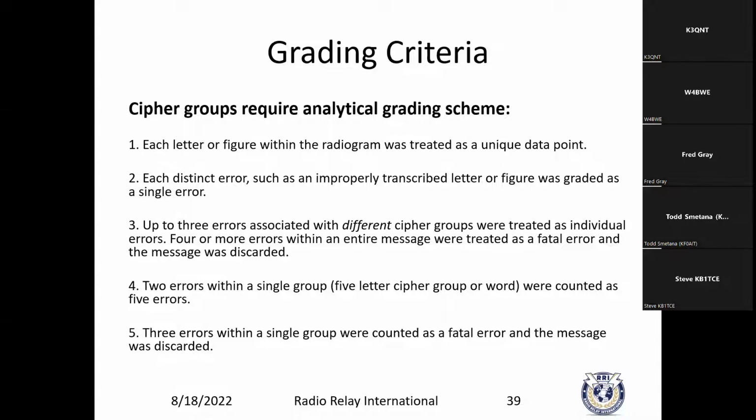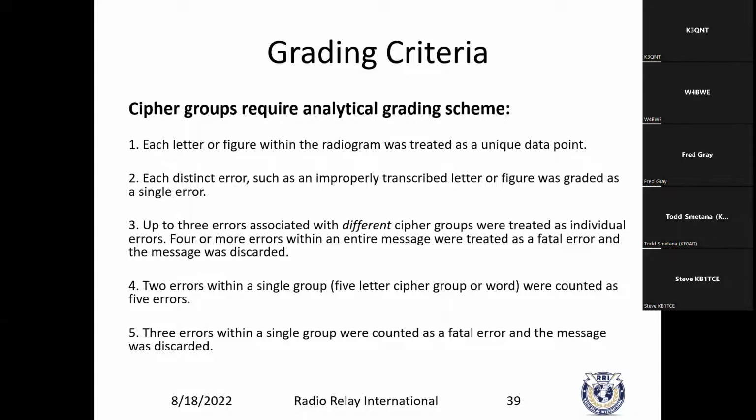Any 4 or more errors within an entire message was treated as a fatal error, and the message was discarded. In other words, that message is the same as a message not arriving. The message was considered garbled. 2 errors within a single cipher group were counted as 5 errors. Well, what happens with 5 errors, right? 3 errors within a single group were counted as a fatal error as well, and the message was discarded.